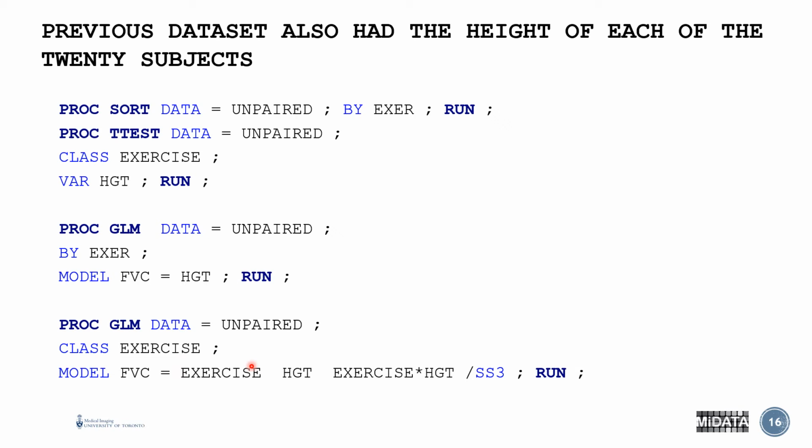That's our group variable, which we're interested in the comparison. But this time, oh, look at that. We're going to include height, and we're also going to include the interaction term for exercise and height. And once again, we're only interested in sums of squares type 3.